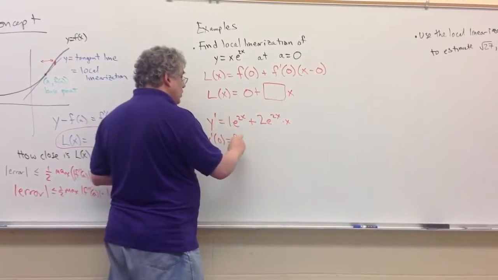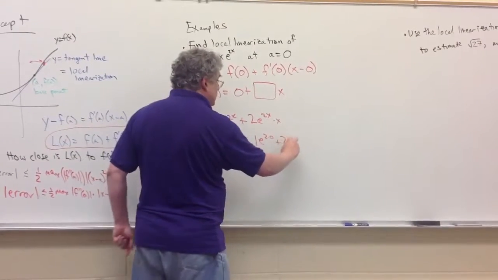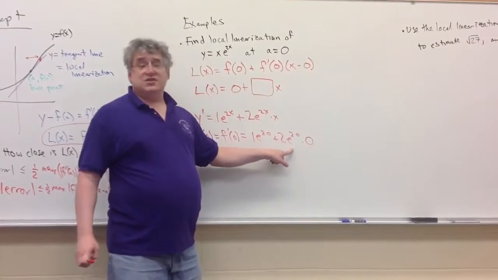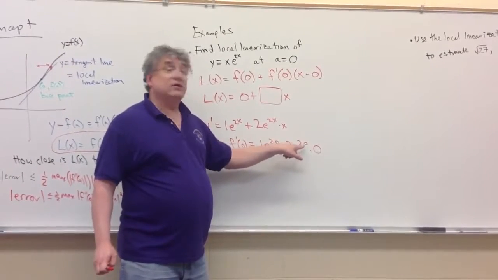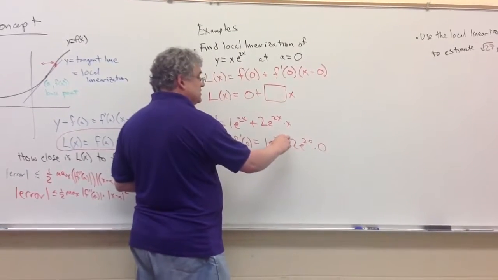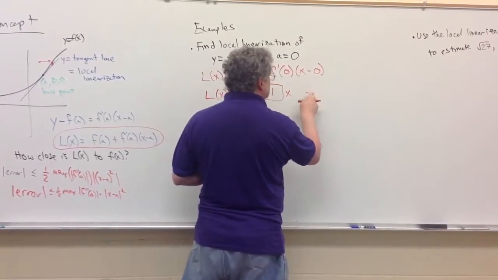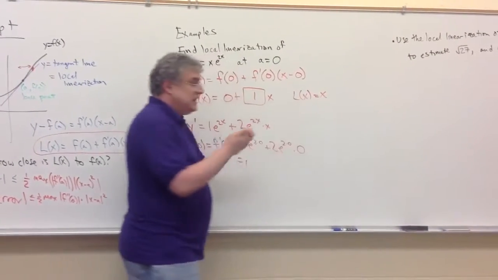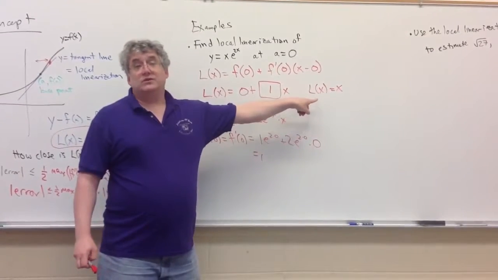f prime of 0 is 1 times e to the 2 times 0 plus 2 e to the 2 times 0 times 0. Let me try that again. 2 times 0 is 0, e to the 0 is 1. But times 0, this part's 0. But e to the 2 times 0 is 1. I get 1. So this is 1. So L of x here is x. If you want to approximate this function by a line, the line is y equals x.